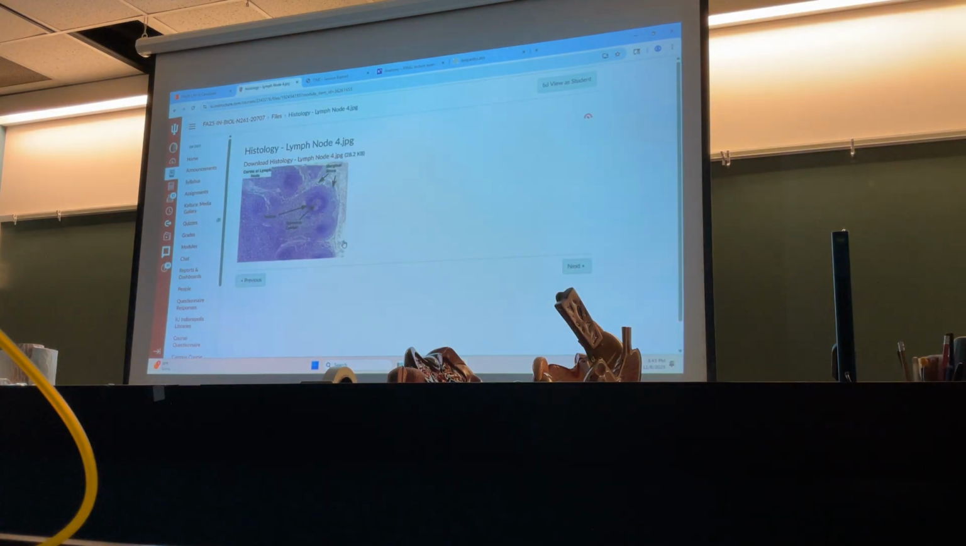For the histology of the lymph nodes, again, I would know the cortex versus medulla. A way to tell the difference is you can see the lymphatic nodules will be in your cortex.